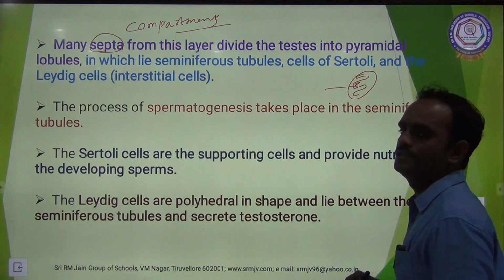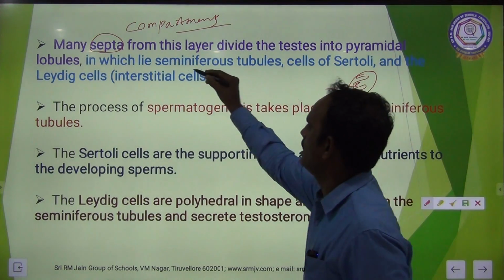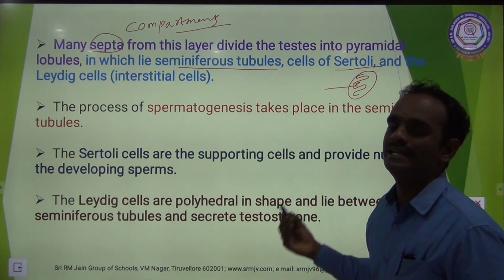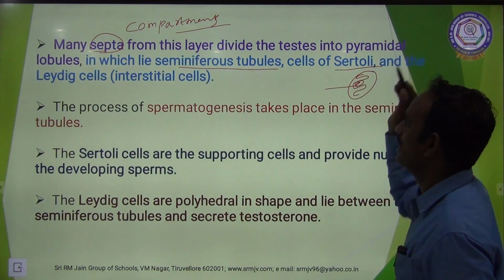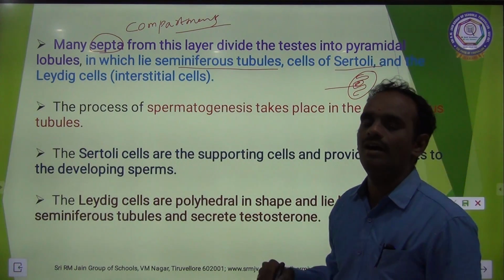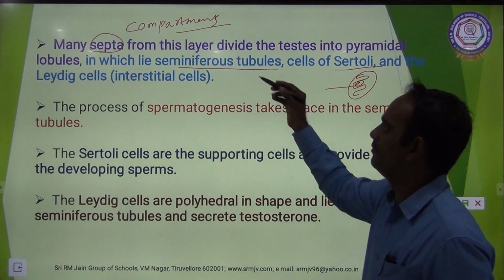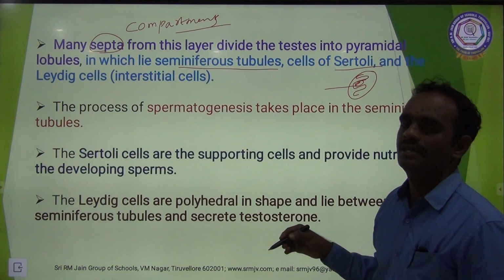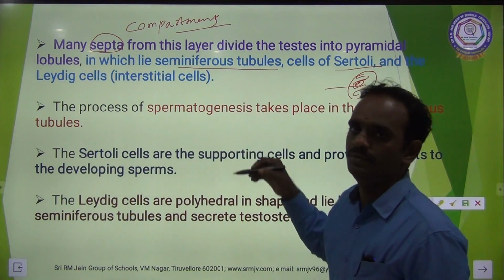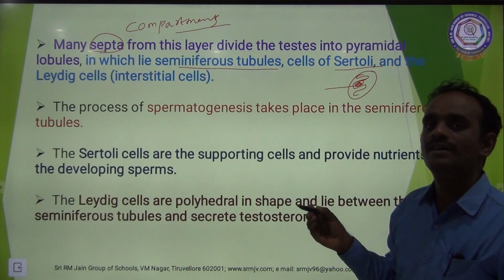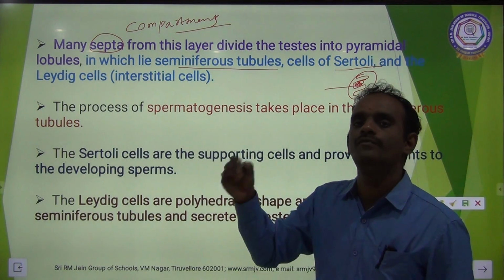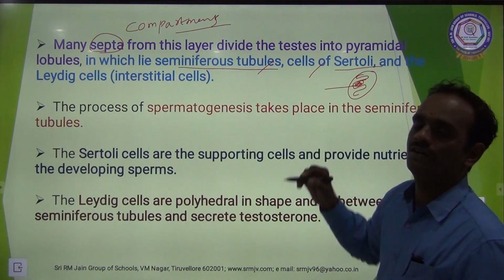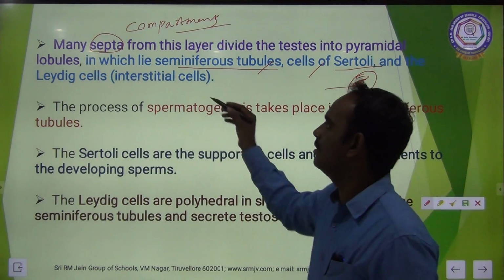These are pyramidal lobules in which lie seminiferous tubules, cells of Sertoli, and then Leydig cells. All these are present in the septa. So many septa or compartments are there in the testis, and from this layer divide the testis into pyramidal lobules in which lies a seminiferous tubule. Seminiferous tubule is the site of spermatogenesis. There only the sperm formation takes place. So in that place the seminiferous tubules, Sertoli cells and Leydig cells are present.